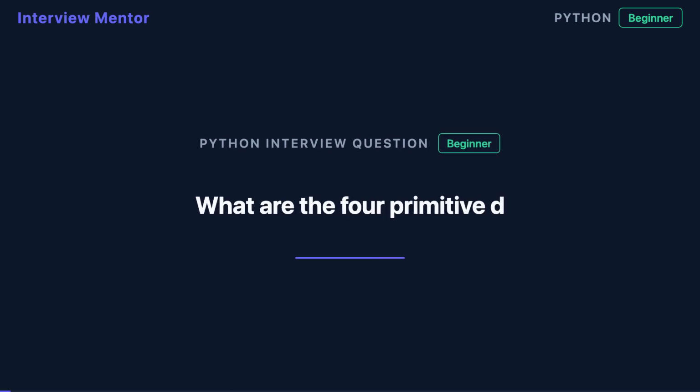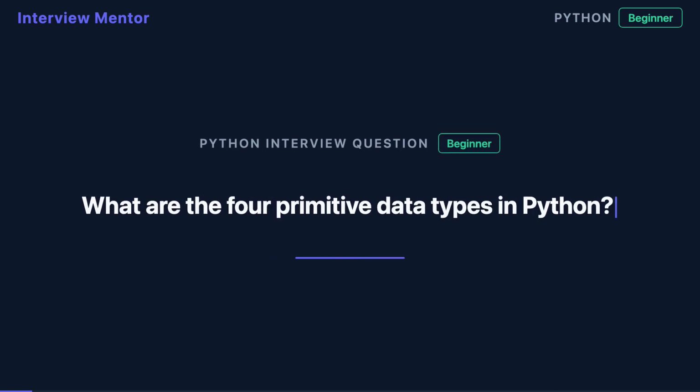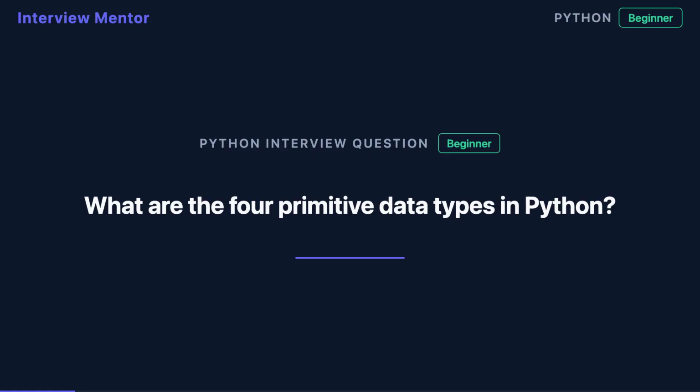Here's a mistake many Python beginners make. They think lists and dictionaries are primitive types. They're not. Let's nail down the 4 actual primitives.